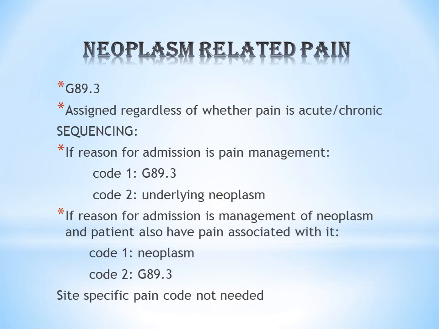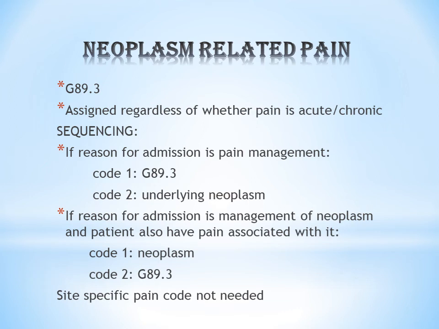Next one is neoplasm related pain. Neoplasm related means cancer related. The code for neoplasm related pain is G89.3. Next point, assigned regardless of whether pain is acute or chronic. So for this neoplasm related pain, you should not consider whether it is acute or chronic. No importance for that.